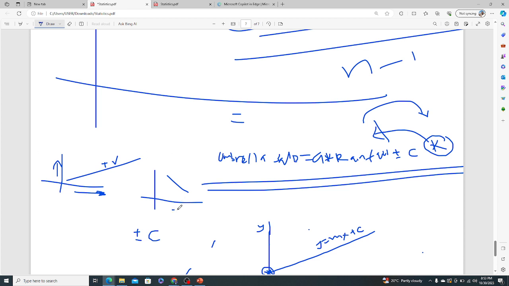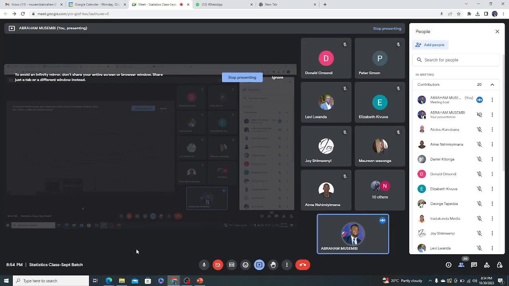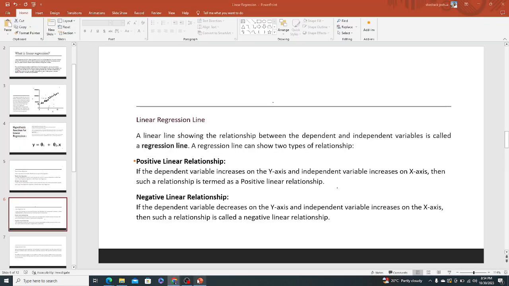But in this case, as one variable increases, the other variable is decreasing. And this we said is an example of a negative linear relationship, where one variable is decreasing as the other one is increasing. So that's what we covered under the linear regression line.